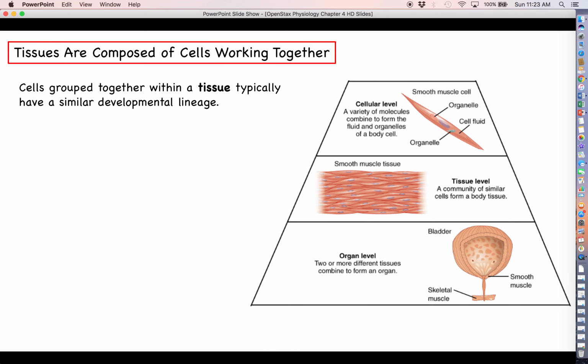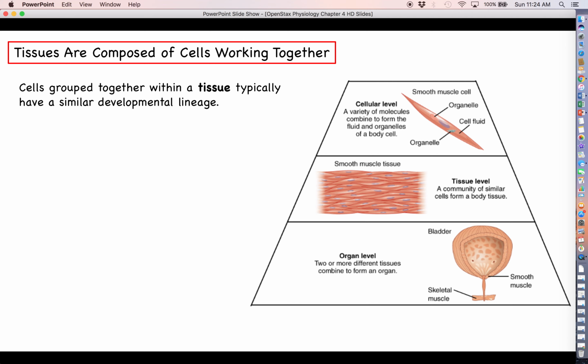Dating back to our discussion on levels of organization in the human body, this picture here might look a little bit familiar. If we date back to the previous chapter, which was all about cell biology, you'll recall that a bunch of cells that work together make up a tissue. The other way that we can say that is that cells that get grouped together in a particular tissue are going to have a very similar developmental lineage in terms of their stem cell origin.